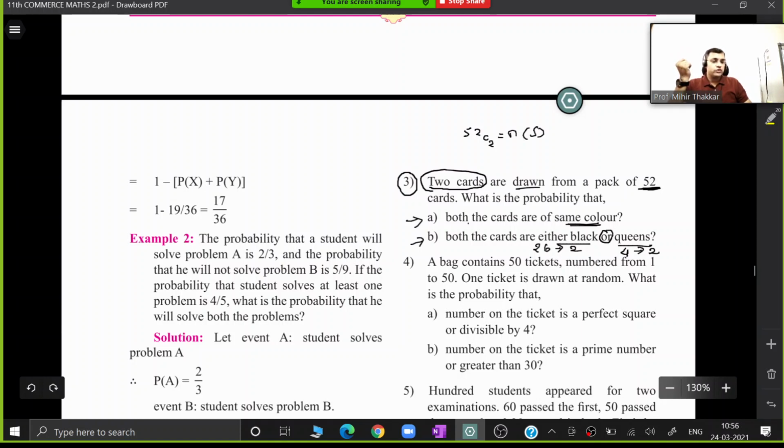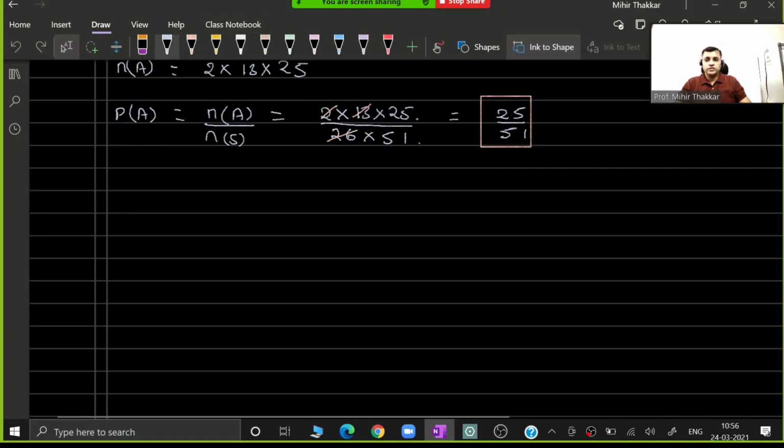Because we are given the word or in between, I have to go for union. So I have to think if there are any cards which are common in between the black and the queen. So yes guys, obviously there are 2 cards of queens which are black and 2 are red. So 2 cards are common. So this will go inside intersection. And then after applying the formula for the union of the 2 events, we will be able to calculate our required probability. So let us check what the solution comes out to be.